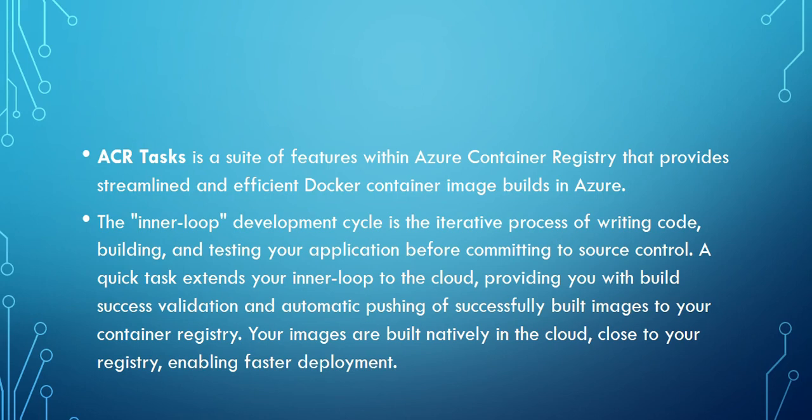A quick task extends your inner loop to the cloud, providing you with build success validation and automatic pushing of successfully built images to your container registry. Your images are built natively in the cloud, close to your registry, enabling faster deployment.